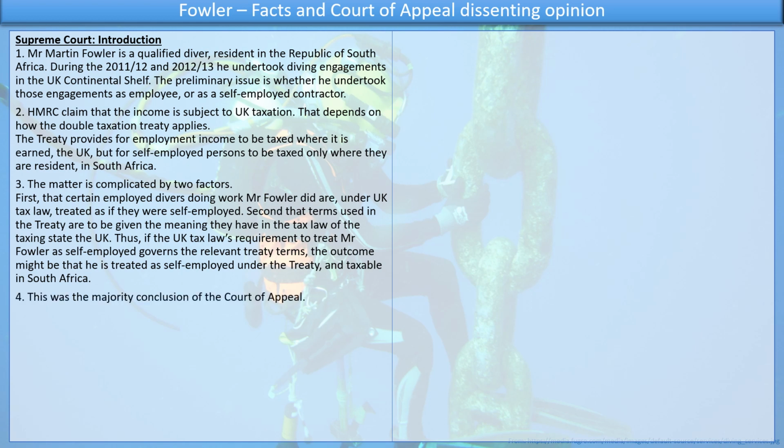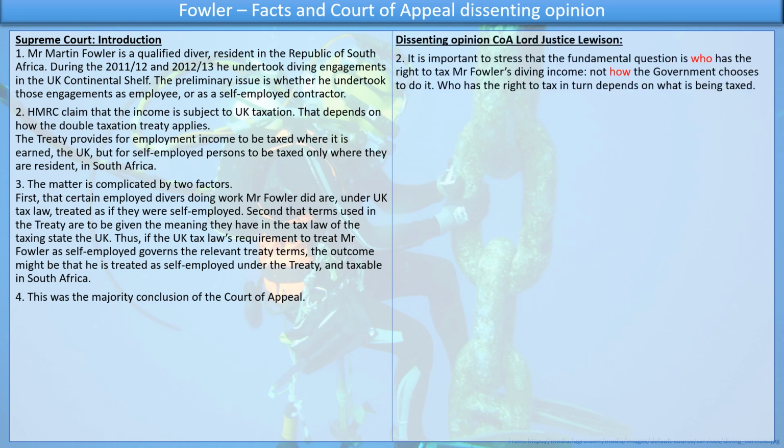This was the majority conclusion of the Court of Appeal, and this is indeed what we've seen. But note, it is the majority conclusion, right? There was a dissenting opinion from Lord Justice Henderson, and it read, "It is important to stress that the fundamental question is who has the right to tax Mr. Fowler's diving income, not how the government chooses to do so. Who has the right to tax in turn depends on what is being taxed."